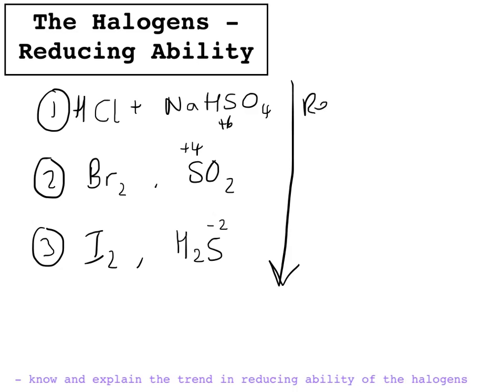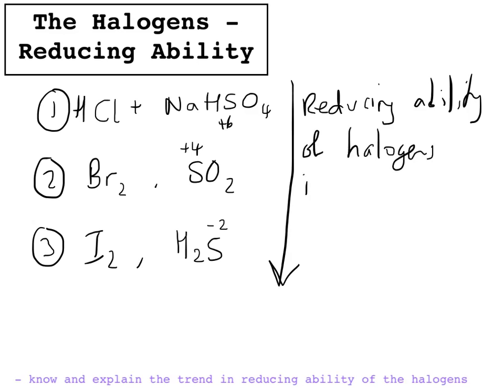So the reducing ability of the halogens increases down the group. And the reason for this is basically due to their electron structure. If you think about it, if the halogens are reducing the other thing, they are the reducing agents, so they're being oxidized themselves. So the halogens are losing electrons if they're being oxidized themselves.